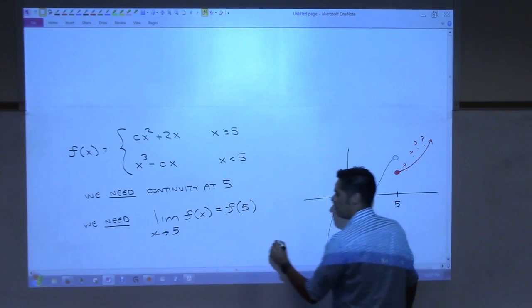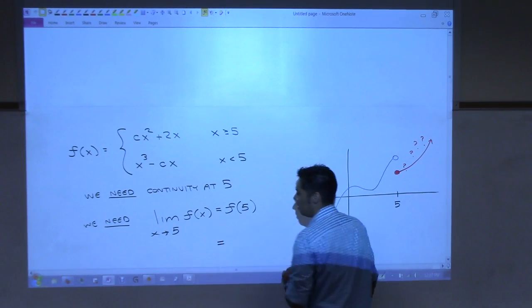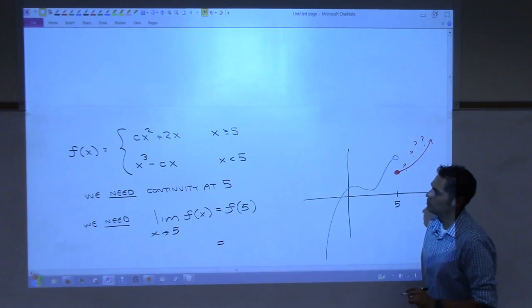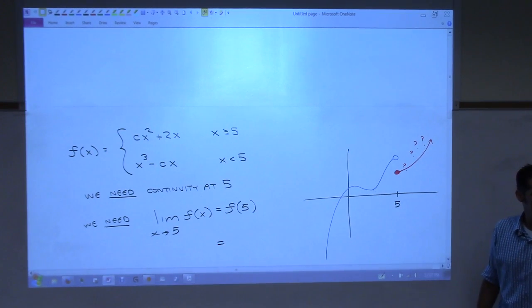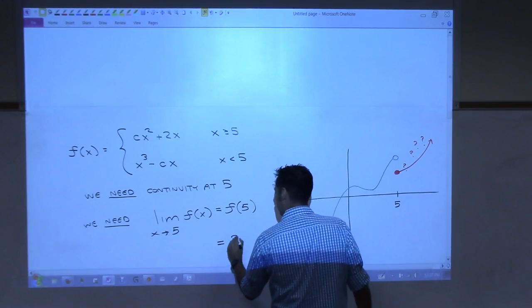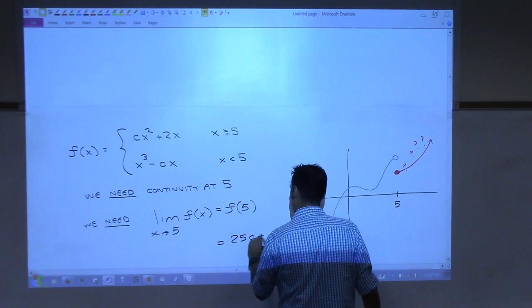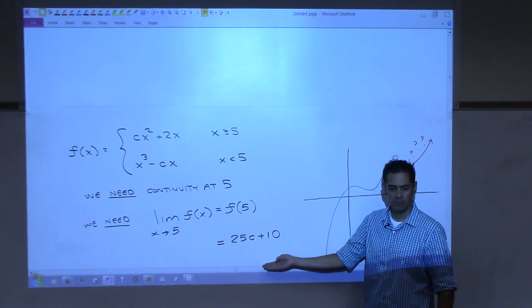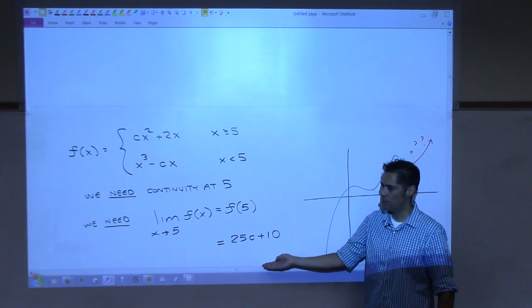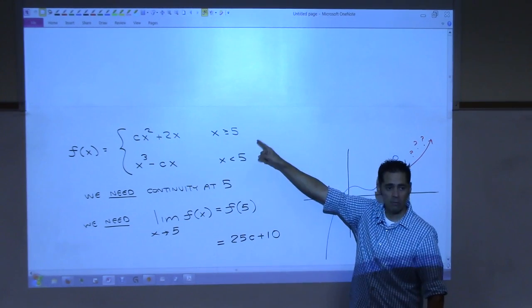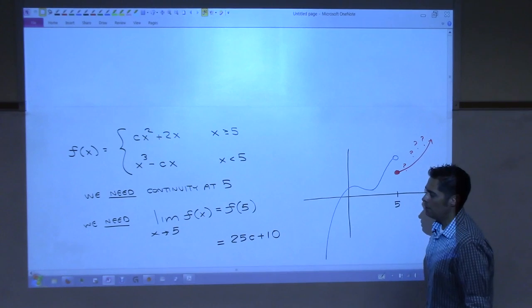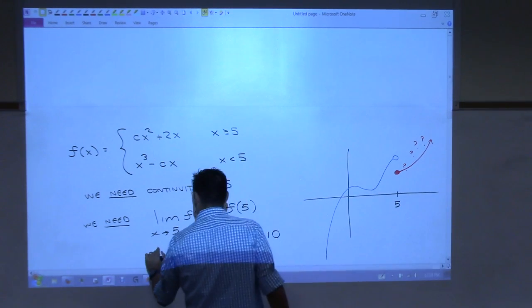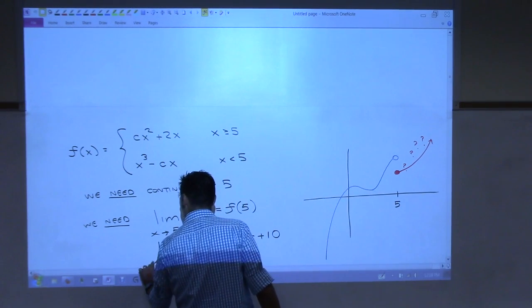What is f of 5? You told me this a second ago. What was f of 5? 25c plus 10. Agreed? That's the right side. Questions? Plugging 5 in, top one? All right. What about the left side? The limit as x approaches 5.